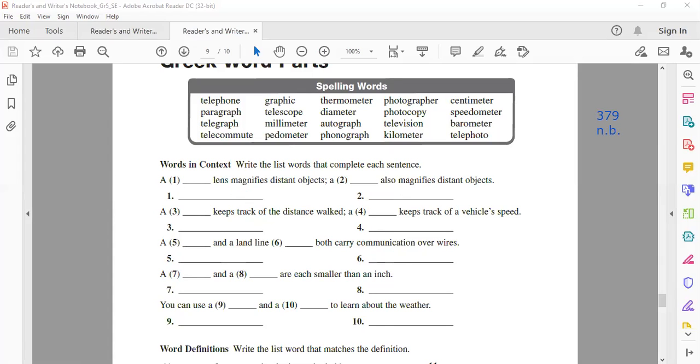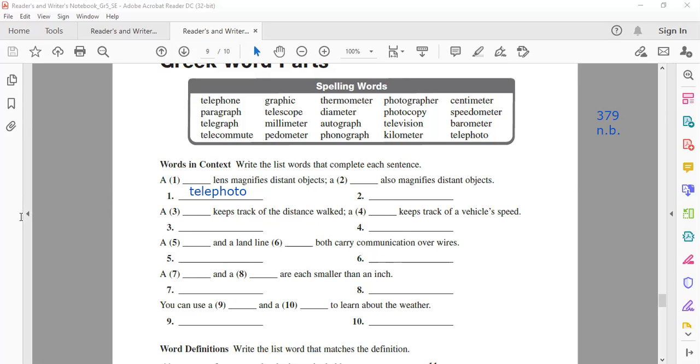Telephoto, it's a lens that magnifies distant objects, telephoto. And then we have a telescope that also magnifies distant objects. Number three, yes, Tina. Number three for you. Read the sentence and tell me what do you think we should put here in number three.